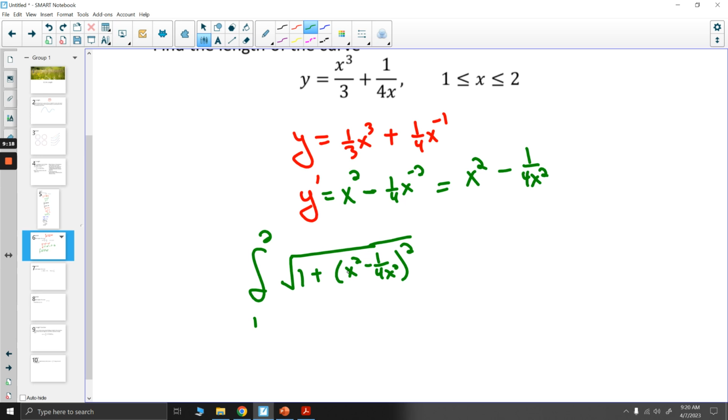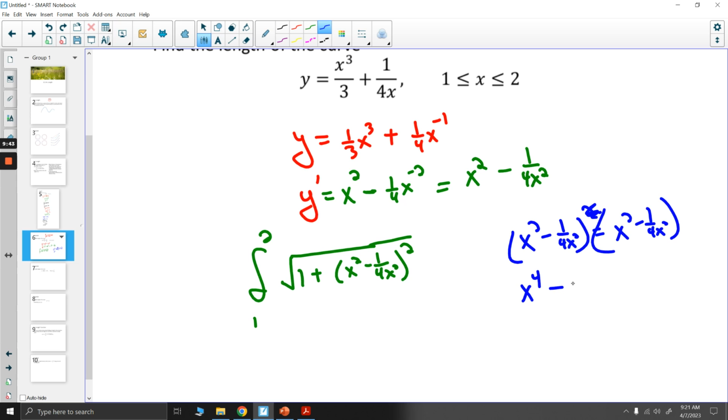Okay, so with something like this, we're going to need to distribute or FOIL this out. So x squared minus 1 over 4x squared, squared, that means we're multiplying it by itself. So that's like saying times x squared minus 1 over 4x squared. Okay, so x squared times x squared is going to be our x to the 4th. And then this thing and this thing would cancel the x squared, so it would be minus 1/4, and then we have it again, so it's minus 1/4 plus 1 over 16x to the 4th.